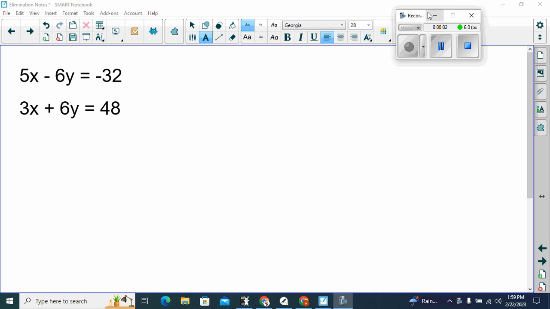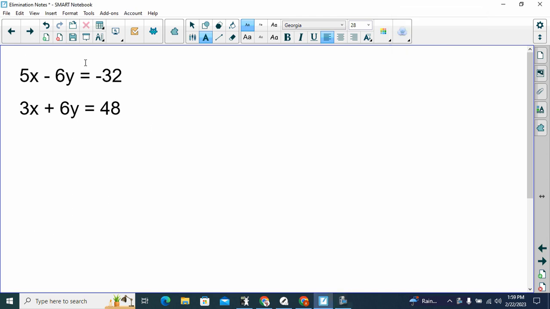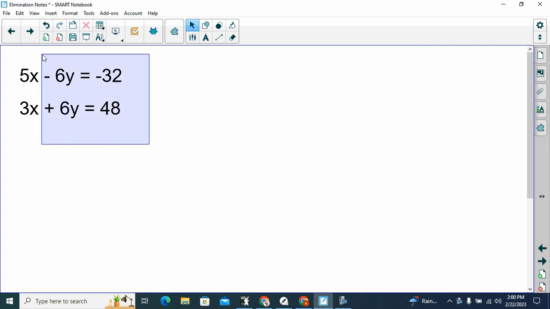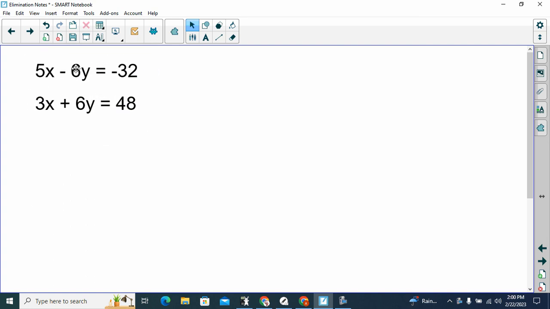We are continuing with systems of equations. The first couple are kind of review problems, and then we'll get into a couple of them that are a little bit new. This first one, we were given 5x minus 6y equals negative 32, and 3x plus 6y equals 48.